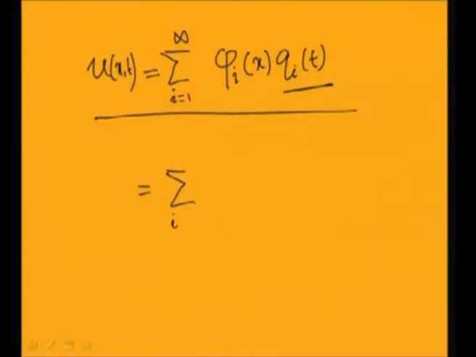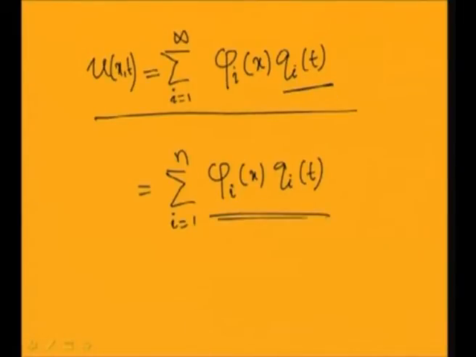So this equation we can write in this form: sum over i equal to 1 to n of psi i x and q i t. So depending on the frequency of excitation, we can truncate this system, and we can write this expression u x t, that is the resulting free vibration of the system, as psi i x into q i t.